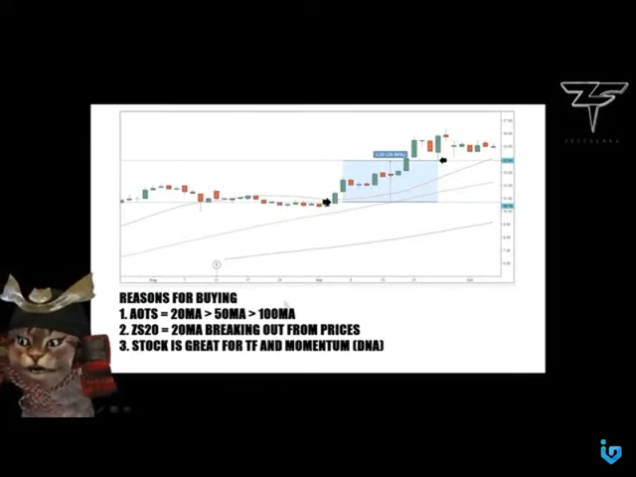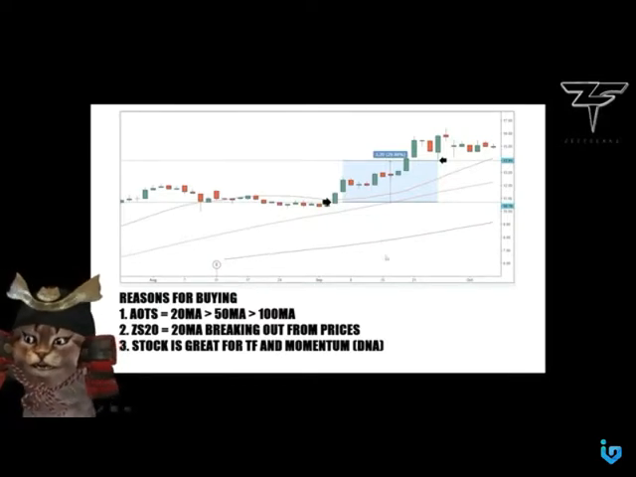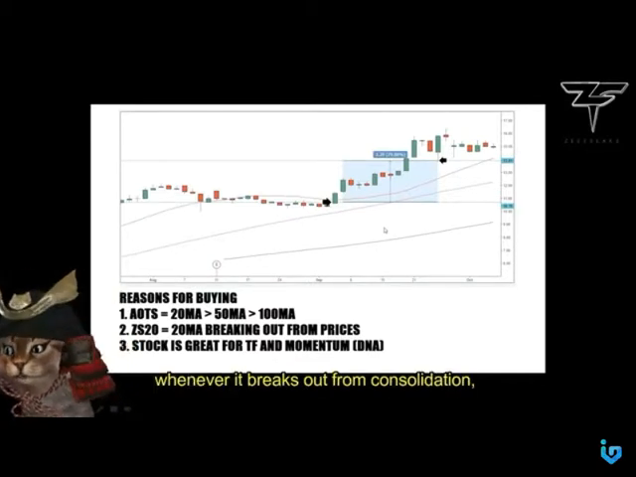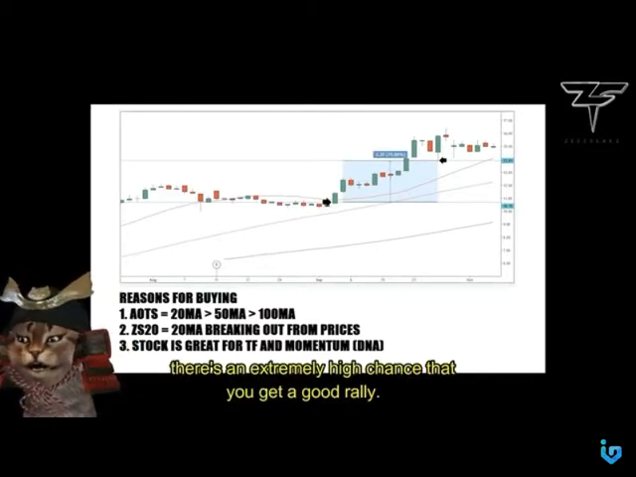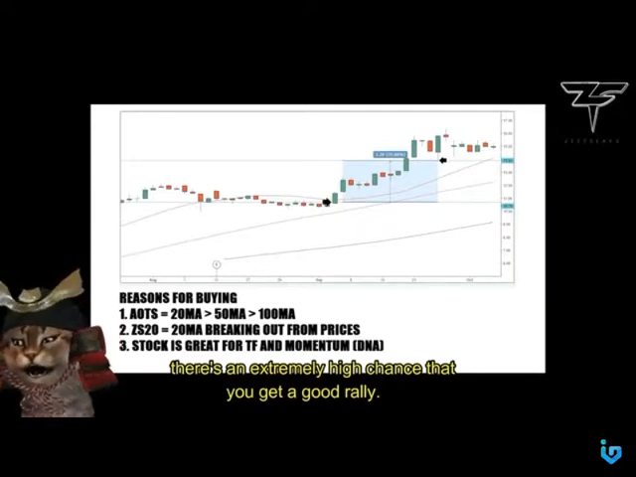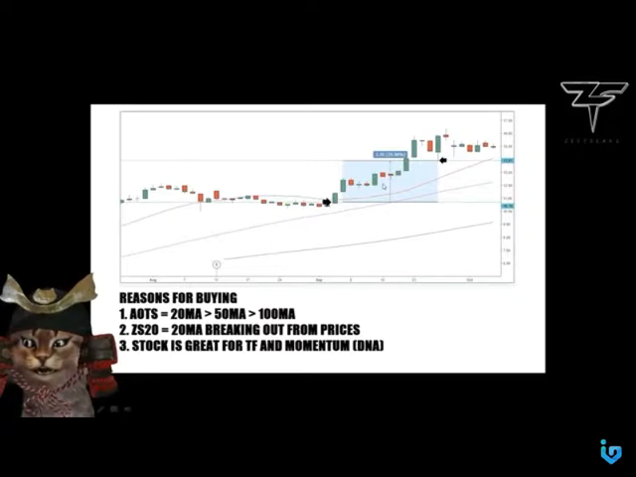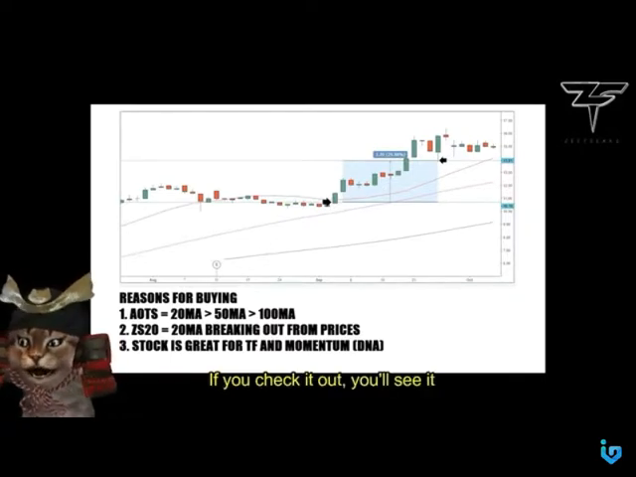Now the third reason for buying is DNA. You know, stock is great for TF and momentum. If you look at MAC's previous movements, whenever it breaks out from consolidation, there's an extremely high chance that you get a good rally. Hindi ko lang mapakita dito, but if you check it out, you'll see it.